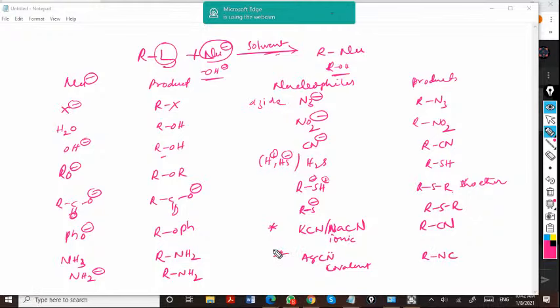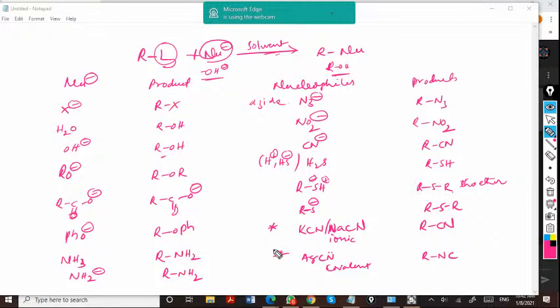This is the table where I included almost 20 nucleophiles, so you can make 20 different nucleophilic substitution reactions. If you change the starting material, hundreds of reactions are possible with this data. So this table is very important. Try to copy the table, because each nucleophile is going to give a different product.